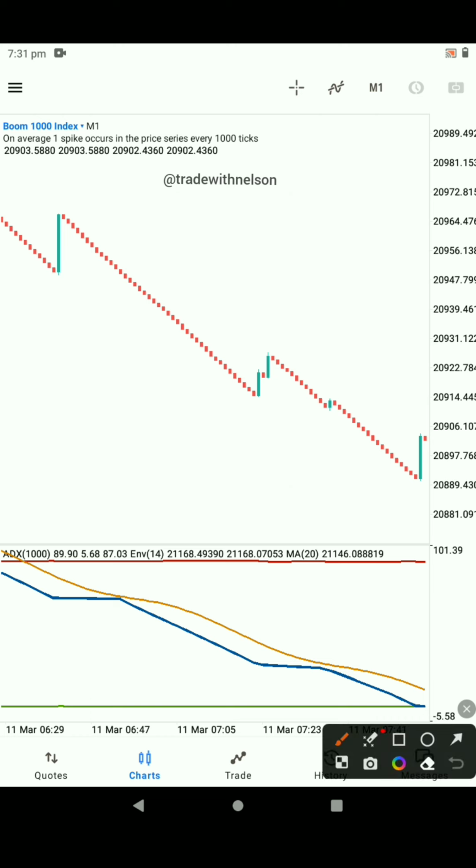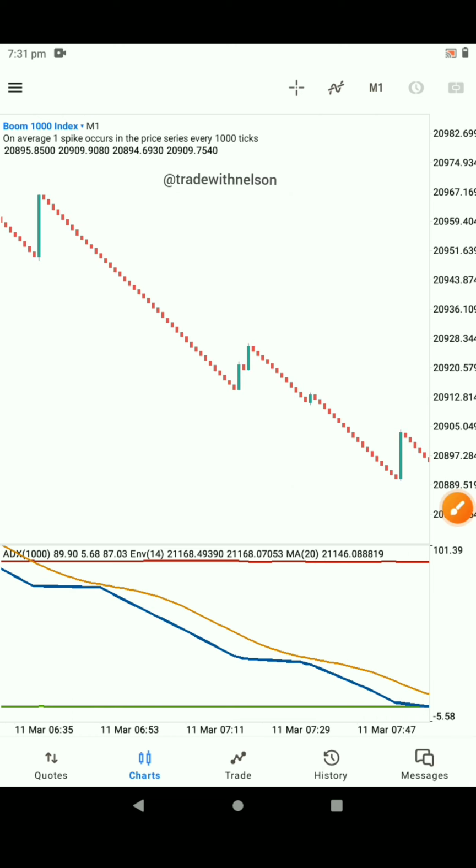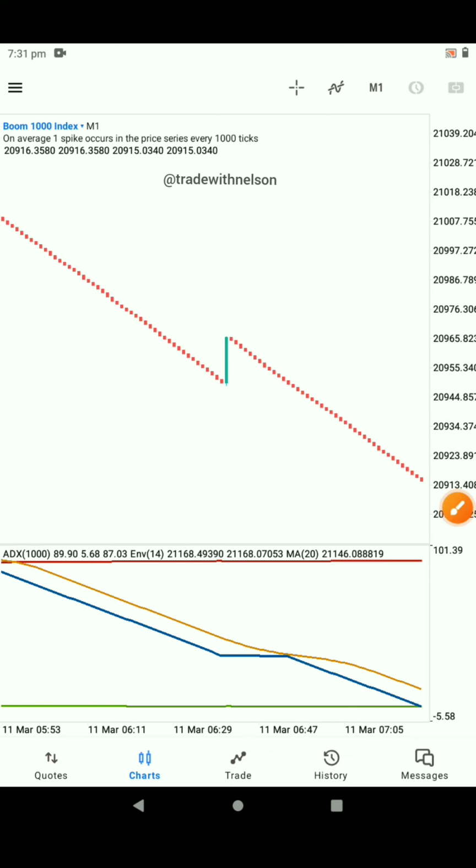So if you look carefully on my chart, I am on the 1 minute time frame. This strategy is only applicable on the 1 minute time frame. You look for your direction and your entries in the 1 minute time frame.